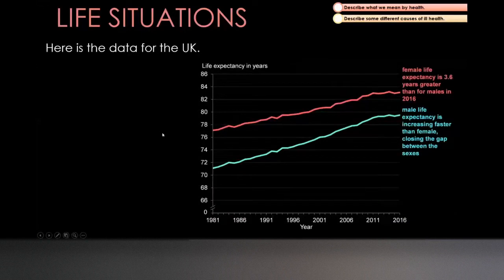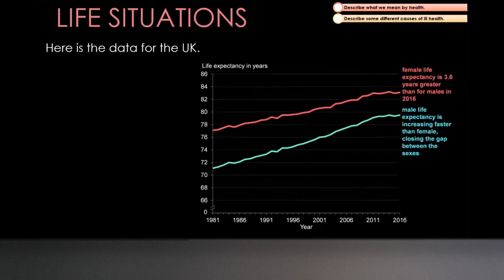Okay, so here's the data for the UK then. Let's have a look at this graph. The red line here represents, over the course of the years since the start of the 80s until basically now, life expectancy going up. This is a good thing. We are living longer, generally speaking.